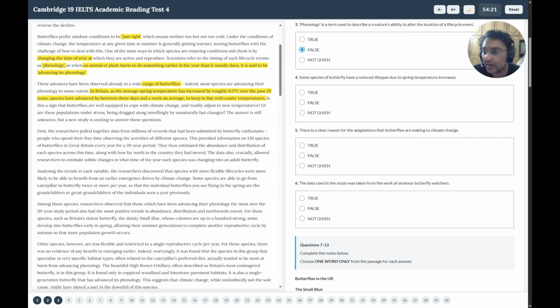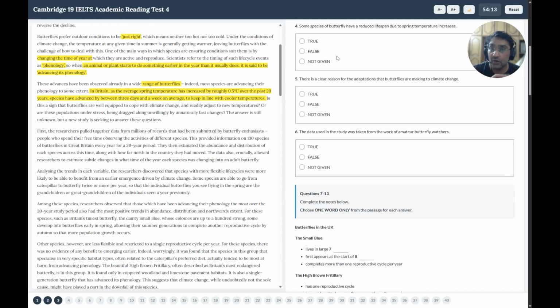It seems like we may have a hard time finding this answer. So, in the actual exam, if you ever get stuck, this is what you're going to do. Skip it. Don't spend a lot of time on that question. We'll come back to it. There is a clear reason for the adaptations that butterflies are making to climate change. And one more thing, every time you attempt a question, this is how it's going to be.